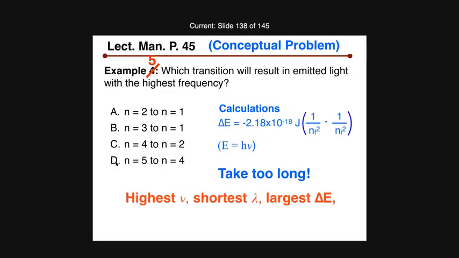So in this case, if you draw the diagram, the one that produces the highest, the largest energy gap would be from 3 to 1. You can draw the picture out like I did earlier. So 3 to 1 would be the largest energy difference between the transition of the electron.